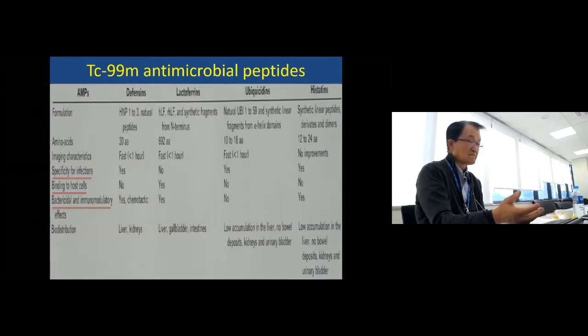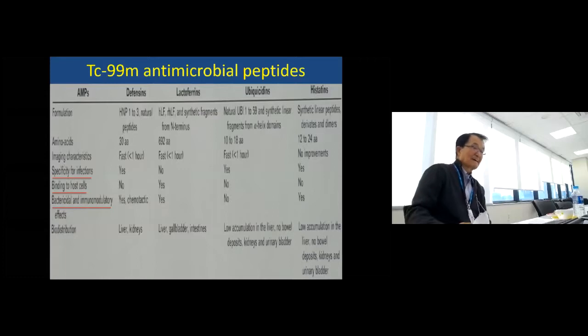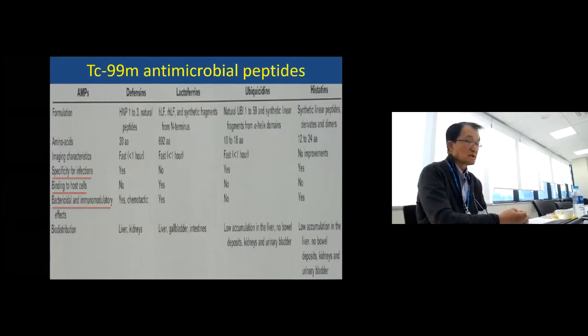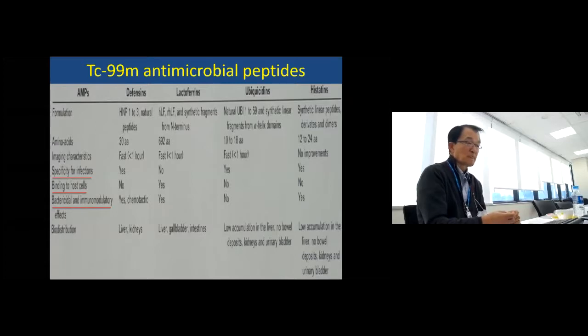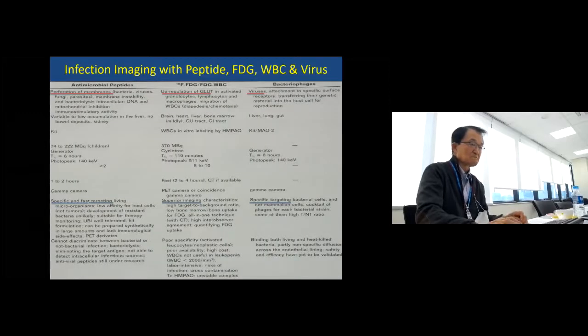Again, FDA approval is one of the major problems for a small company. And also, we may not be convincing our colleagues in the infectious disease division in medicine, or surgeons. So we have to educate internists and surgeons more about this kind of specific infection imaging available in your department. So this is either at least FDG, or now bacteriophages using viruses.